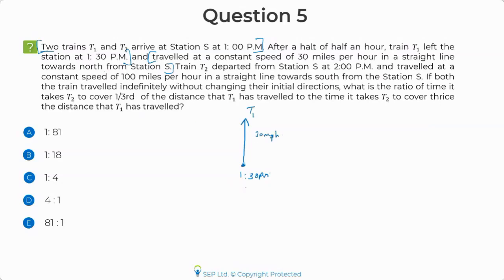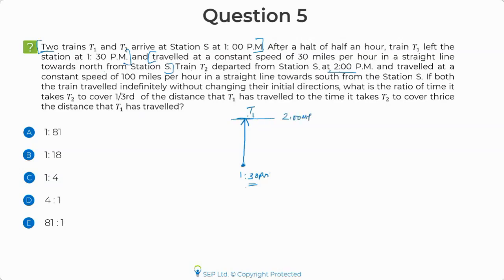Okay. Train T2 departed from station S at 2 p.m. Now, at this moment, I'm going to do two things. One is, the moment I read 2 p.m. and I know train 1 started at 1:30, I would very quickly write down how much distance T1 might have covered till now. So I would say at 2 p.m.